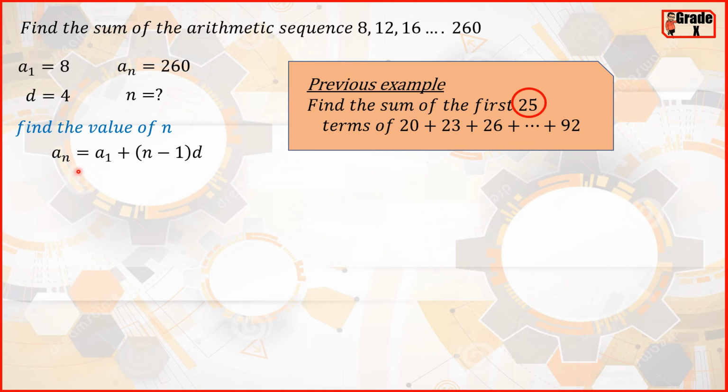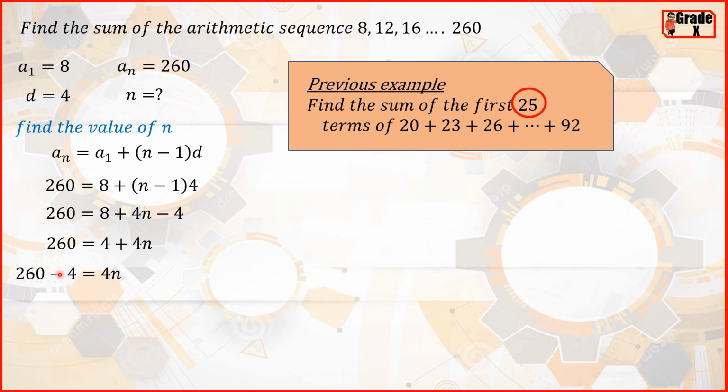Then, by substitution, ang ating A sub 1 is equal to 8. Ang n is unknown, minus 1, and d is 4. Then, 4 times n, that is 4n. 4 times negative 1, and that is negative 4. Then, the next step is 8 minus 4, and that is equal to 4. Then, ilipat natin itong 4 sa kabila, so ito ay magiging negative 4. Then, 260 minus 4 equals 4n. This 260 minus 4 is equal to 256.